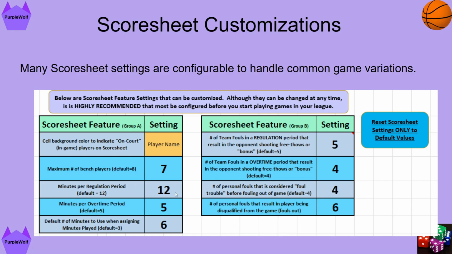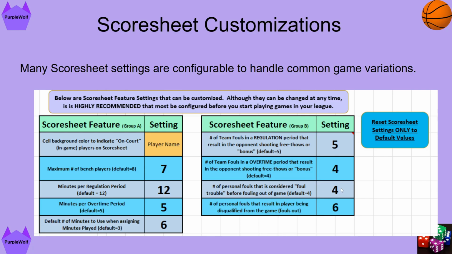Similarly, we've got minutes per period. In the NBA, this is 12 minutes per overtime period. This is just kind of what the default number of minutes is for that in the event logger when you assign your minutes. Over here, these are all about fouls. This is how many fouls in a period to get to the bonus. How many fouls you need for team fouls in an overtime period to reach the bonus.